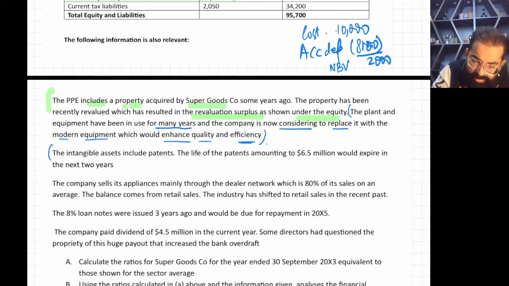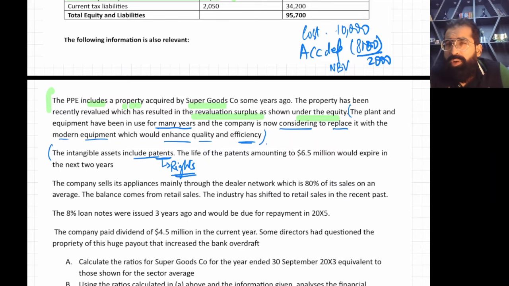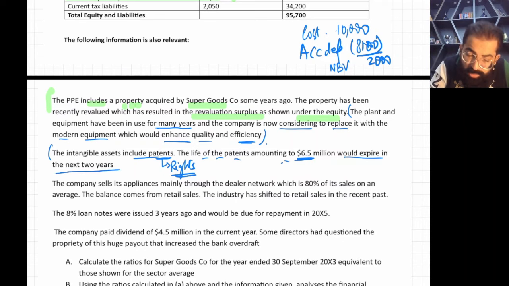Next thing is the intangible assets include patents. Patents are your rights. That means you have registered your patents, or you have taken some rights from somebody. The life of the patents amounting to 6.5 million would expire in just 2 years' time.